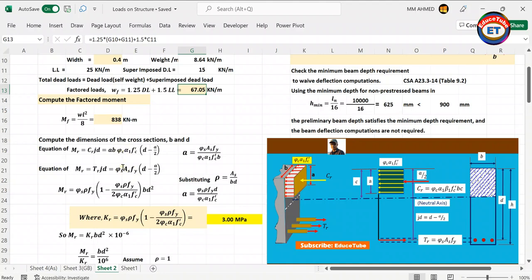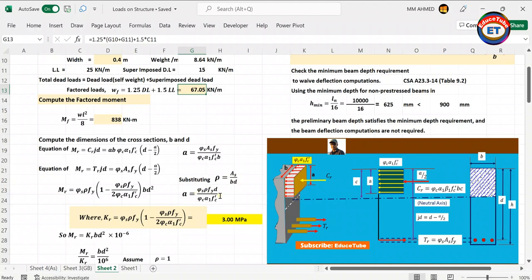So once we write this and this equal, we can write a equal to this equation. And this a means height of the stress, compressive stress block. Now only one important thing we will do here, it is area of the steel. We will replace this area of the steel by using reinforcement ratio equal to As by bd. So As we can write rho bd.